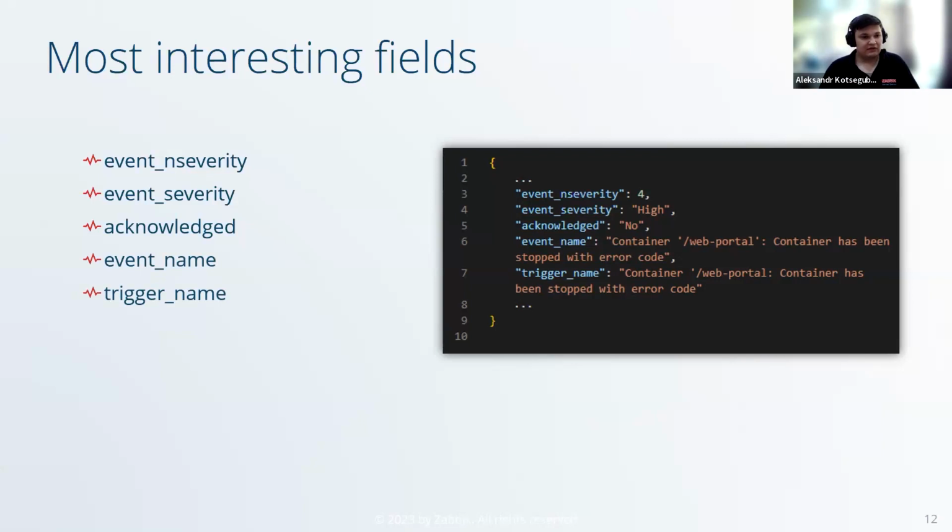The next fields are event name and trigger name. Firstly, these fields are useful, of course, for understanding the point of the event. And secondly, you can create a condition by name. You can search by full name or by part of the name with the help of a regular expression.